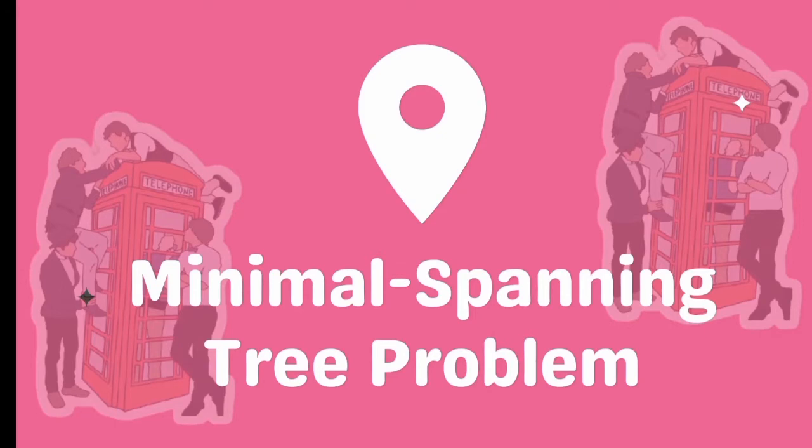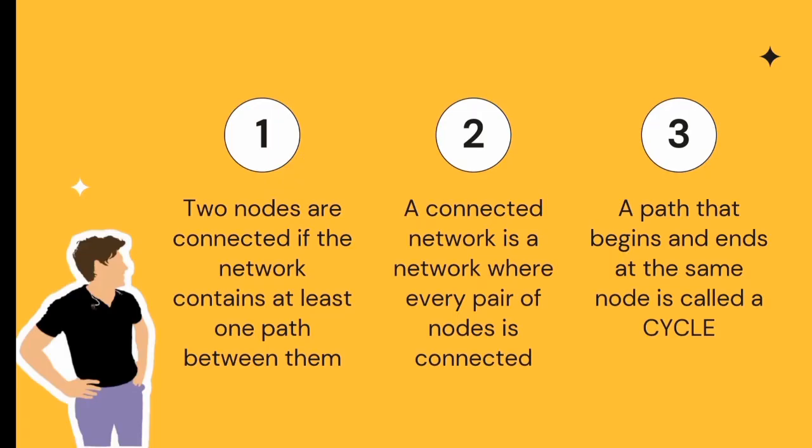Good morning, Directioners. For our first stop in the comeback concert of One Direction, we have here the minimal spanning tree problem. There are 3 things you must remember in order to easily understand this topic. First is, 2 nodes are connected if the network contains at least one path between them. Second, a connected network is a network where every pair of nodes is connected. And third, a path that begins and ends at the same node is called a cycle.